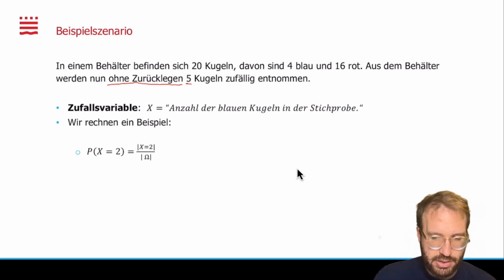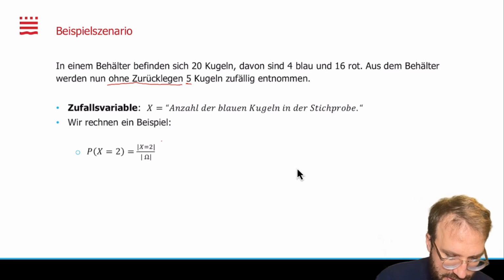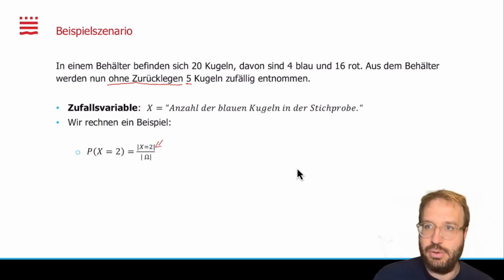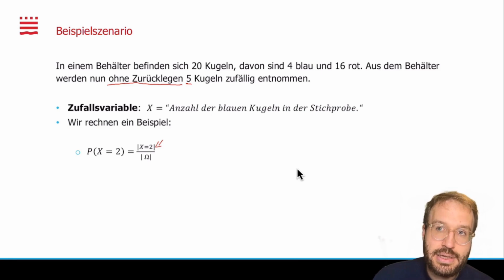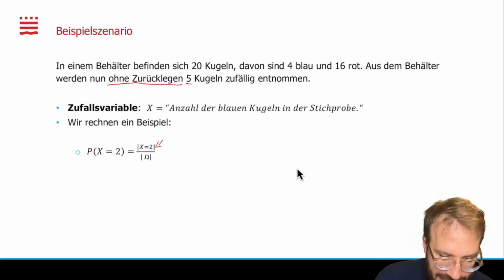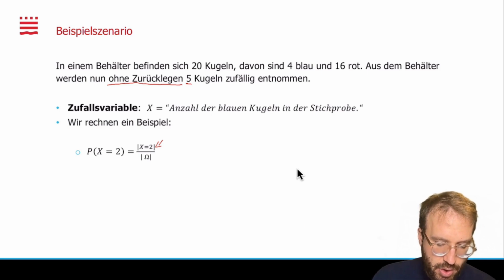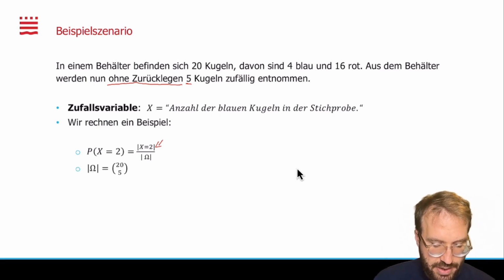So we need to calculate the number of ways that exactly 2 blue balls can occur. That is the cardinality of the event X equals 2, and we divide that by all the possibilities. So we need to think about how many ways there are to draw exactly 2 blue balls and how many ways there are in total to randomly draw 5 balls.